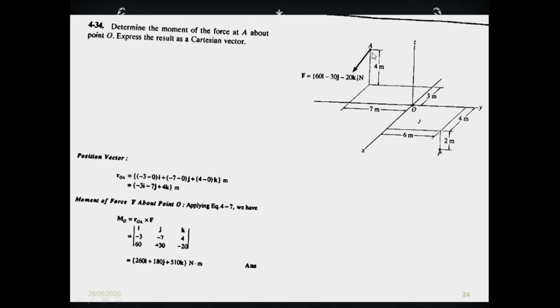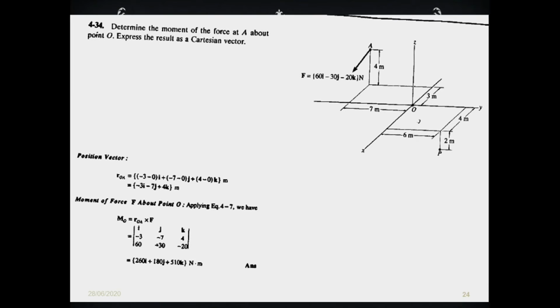So we can take a position vector, basically OA. When we take the position vector OA, we will subtract the coordinates of O from A. So for our position vector rOA, it will be minus 3 minus 0 i plus minus 7 minus 0 j, and for the vertical z component it will be 4 minus 0 k meter. So rOA comes out to be equal to minus 3i minus 7j plus 4k meter.